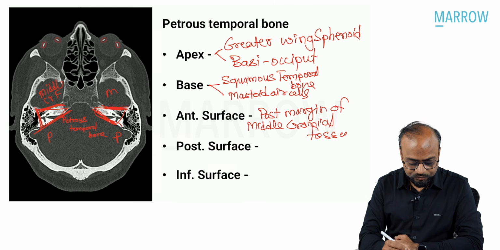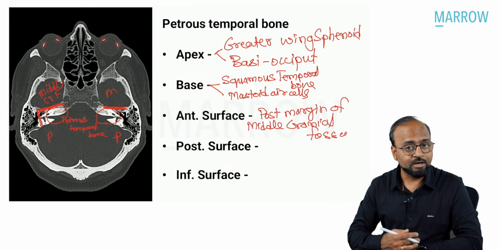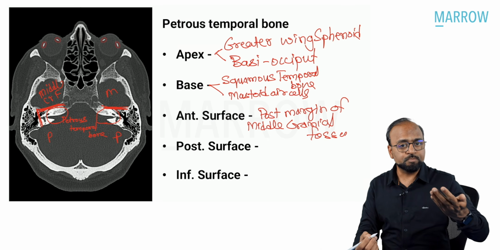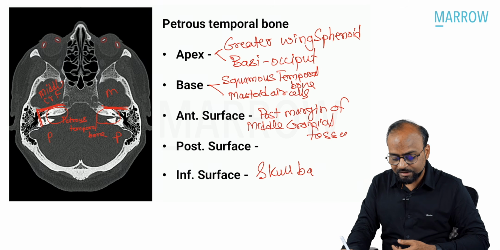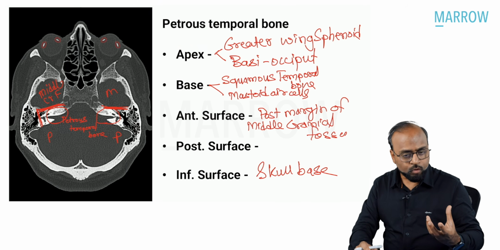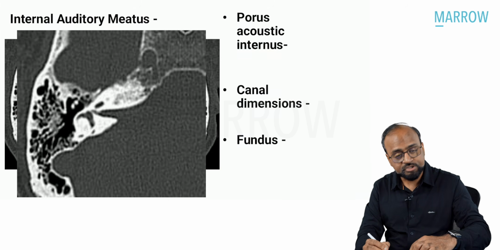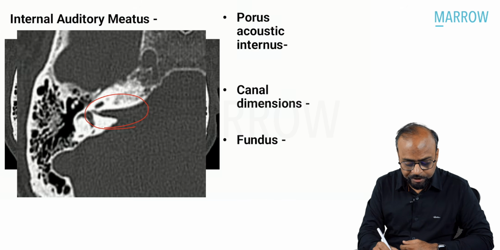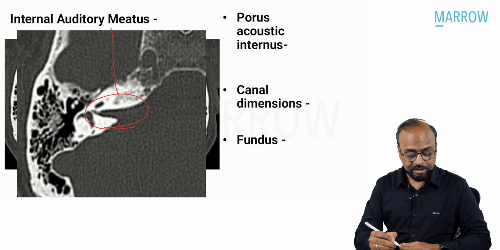Yes, and this is where we can see this particular opening, right? And this is called the internal acoustic canal or the internal acoustic meatus. The inferior surface of the petrous temporal bone forms the external surface of the skull base at that particular site. Now when we focus on this opening along the petrous temporal bone on the inner aspect towards the posterior cranial fossa, this is what is called the internal auditory meatus or the internal auditory canal.